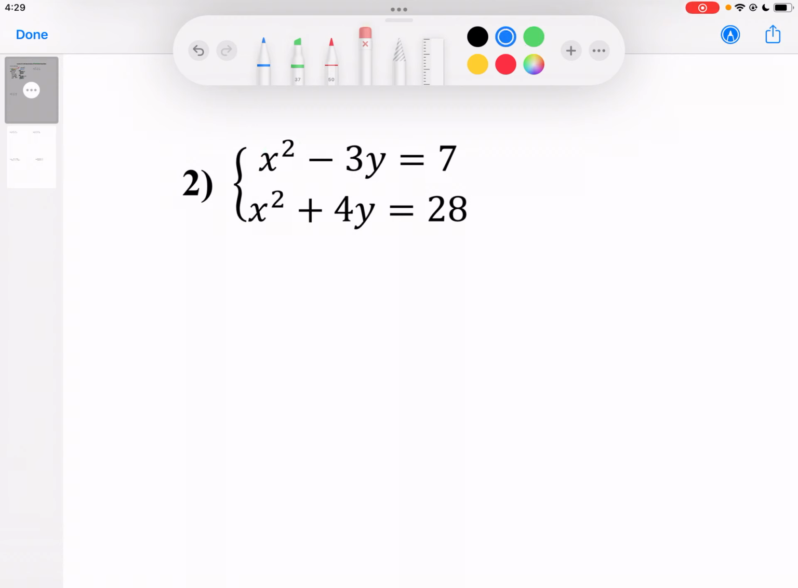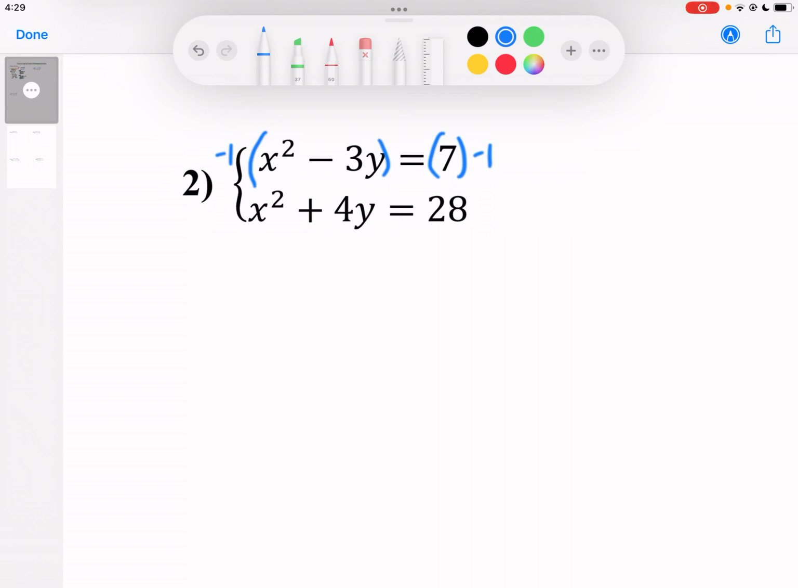But I'm going to show you how to do this with elimination. So the x squareds have the same coefficient. I like to get the coefficients to match except one of them is negative. So I'm going to multiply one of the equations by -1, both sides of the equation.